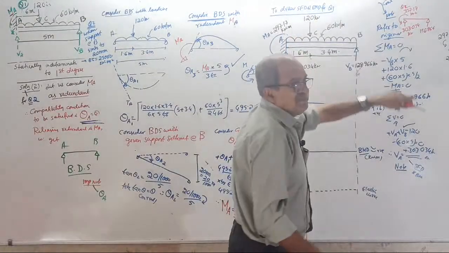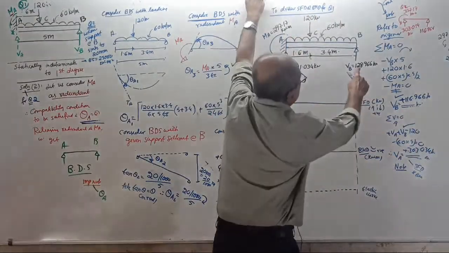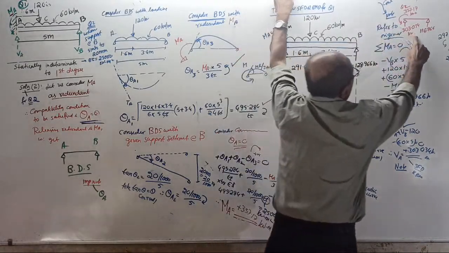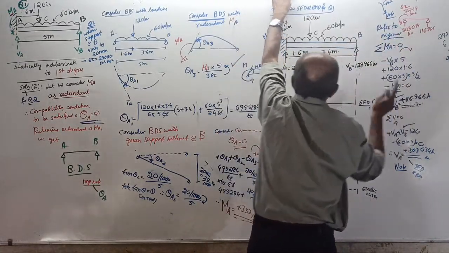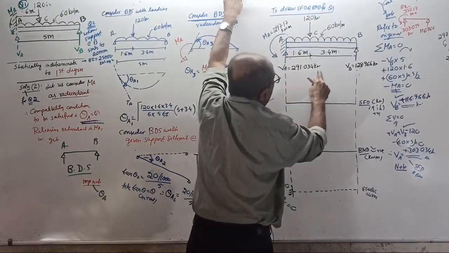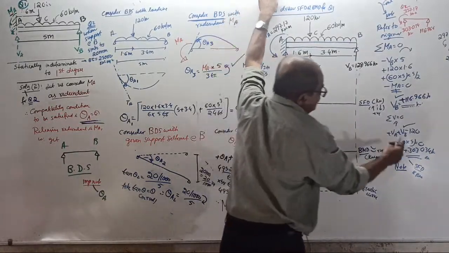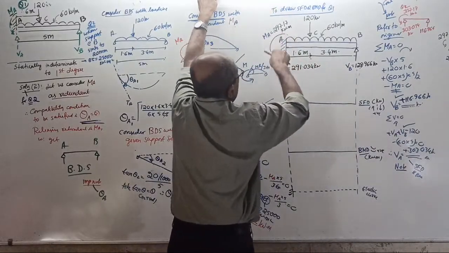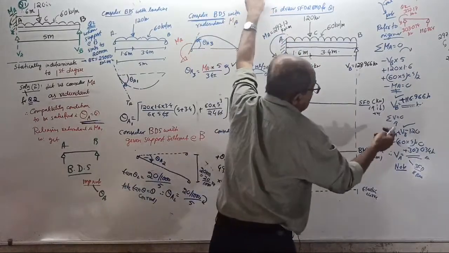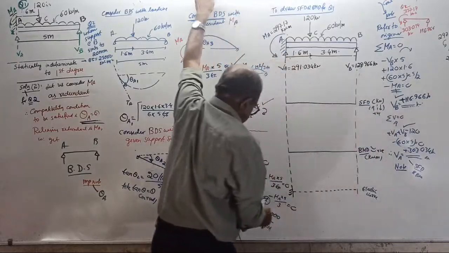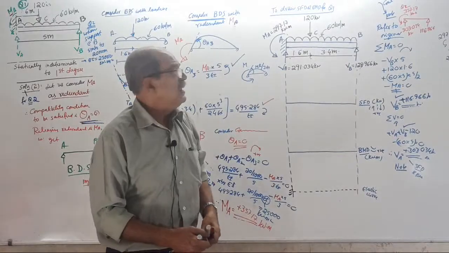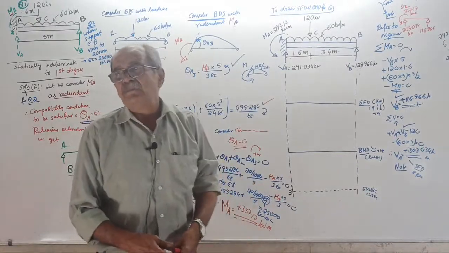When you go to SFD-BMD for this case, instead of 128.966, enter 116.966. Instead of 291.034, enter 303.034. Instead of 297.17, enter 357.17 kilonewton meter. Now, solution is completely over.